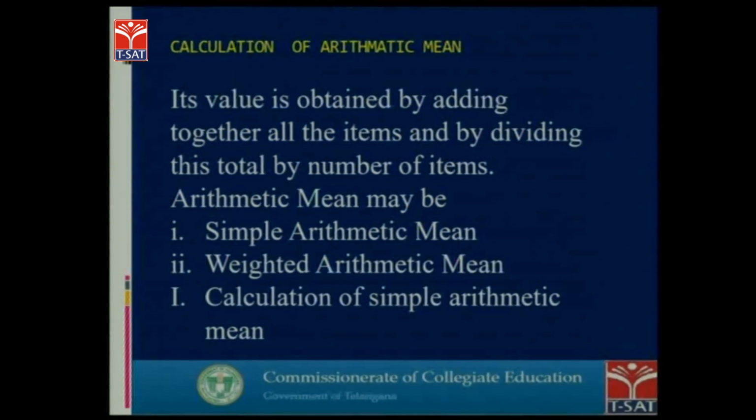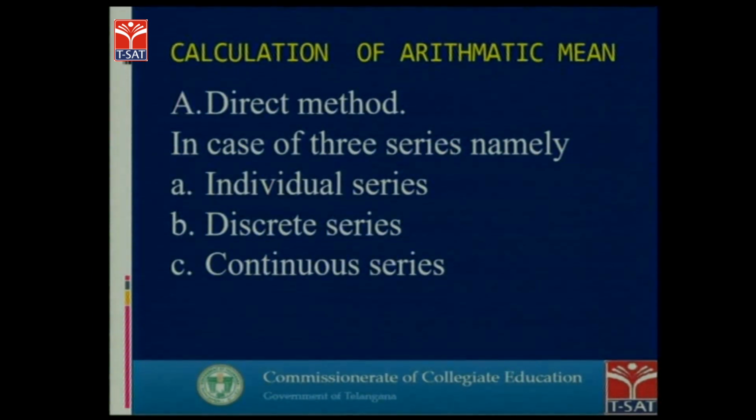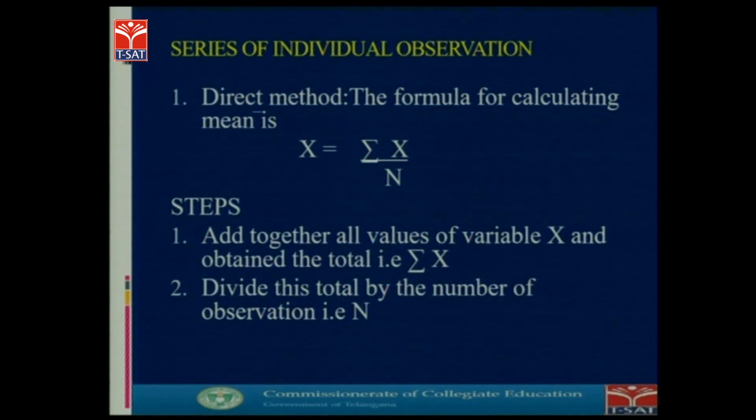Now let's see the calculation of arithmetic mean. Its value is obtained by adding together all the values and by dividing the total by number of items. Arithmetic mean may be simple arithmetic mean or weighted arithmetic mean. Calculation of arithmetic mean: in direct method, we have three series, that is individual series, discrete series and continuous series. So now let's see the first series, that is individual series.